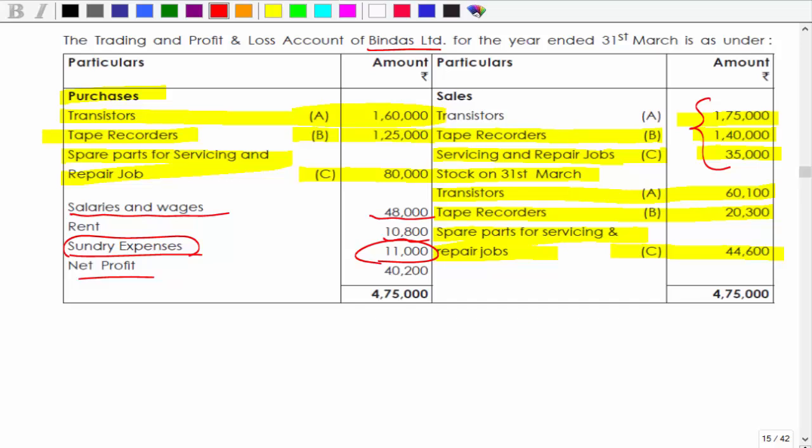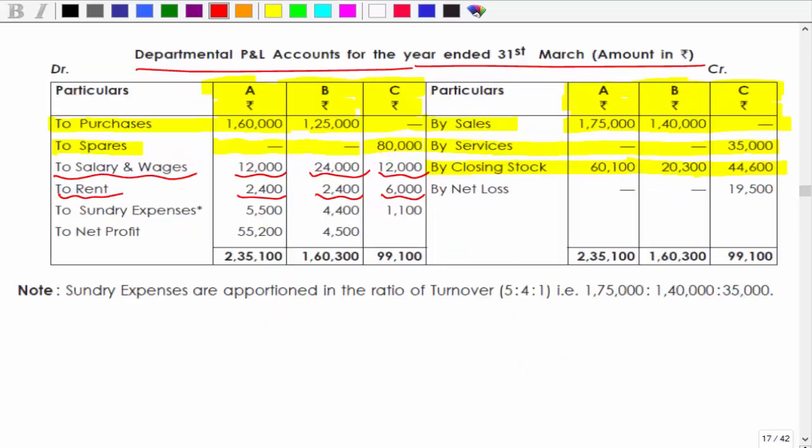If you want to create a ratio, you add the sales of all three, and the ratio is 175 to 140 to 35. If we condense this even further, we'll get finer numbers, but I'm not getting into that. This 11,000 can be distributed in this ratio. If I distribute that 11,000 in this ratio, I get 5,500, 4,400 and 1,100. Fine. Now we'll do the totaling.